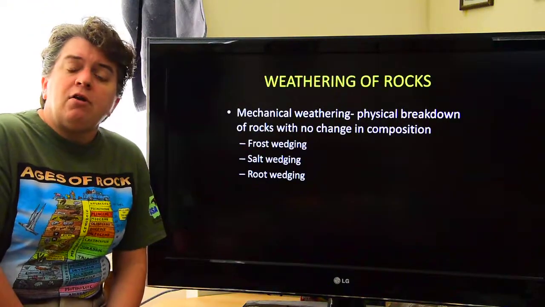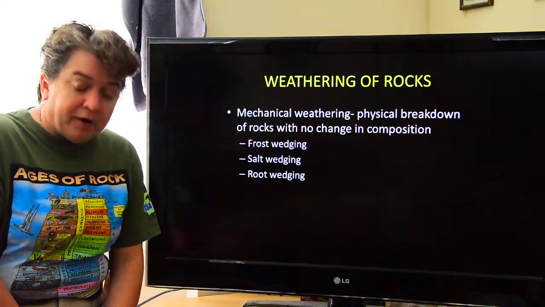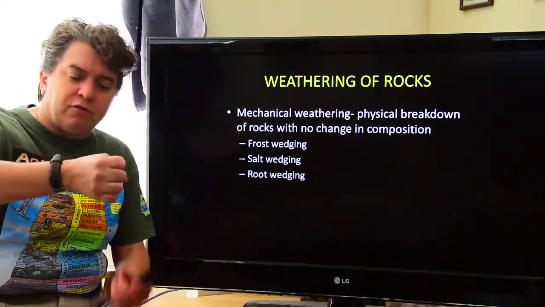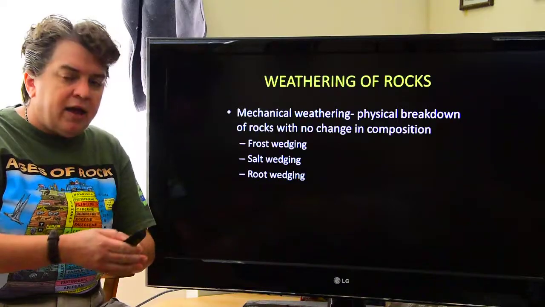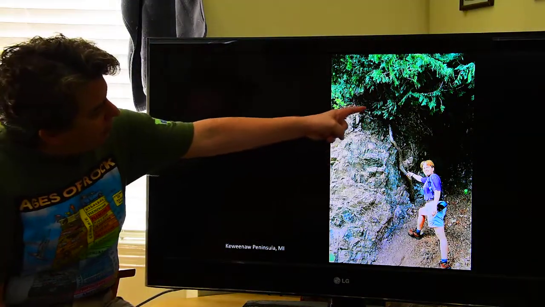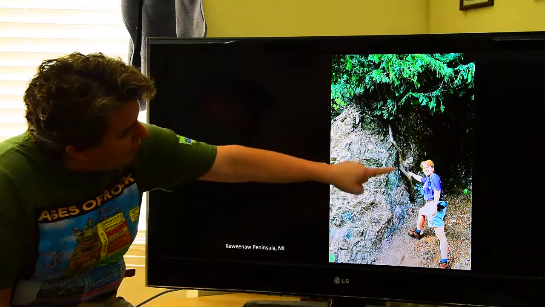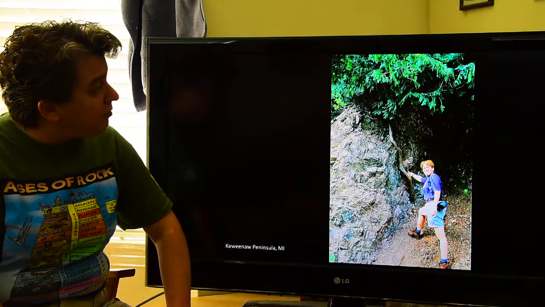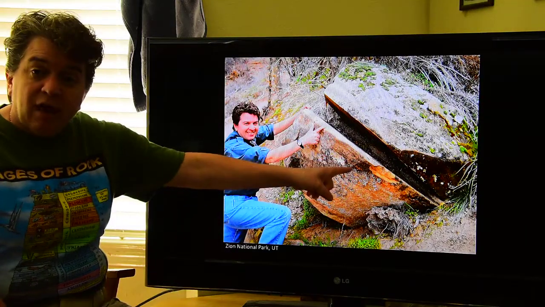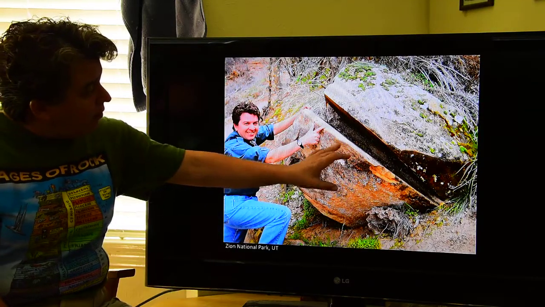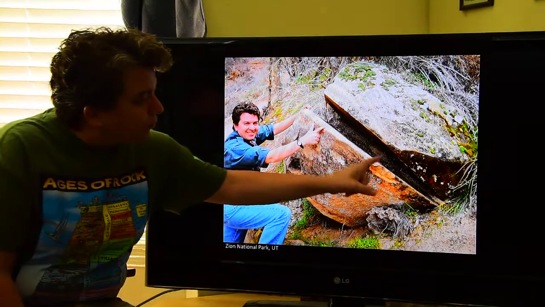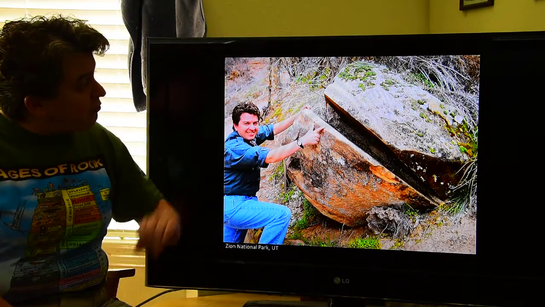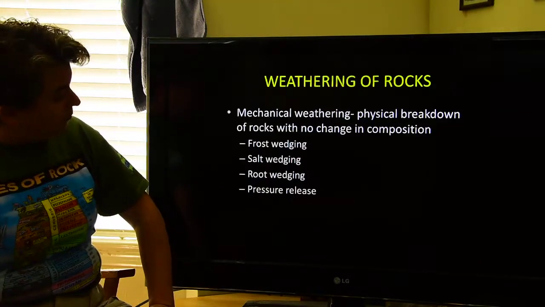Root wedging is another way rocks can get broken apart, and in this case the roots of a tree grow into the rock, and as the roots get bigger and bigger and bigger, they can force the rock apart. So we can see we have this tree here and this root growing into those rocks. As that root grows, it can break some of those. And that's what's happened right here in this particular rock. This used to be together. That is the root of a pine tree. And as that pine tree grew, it ultimately split that rock into two.